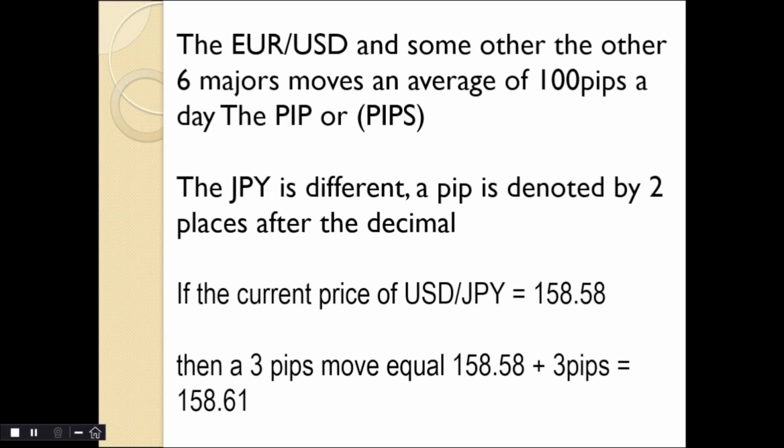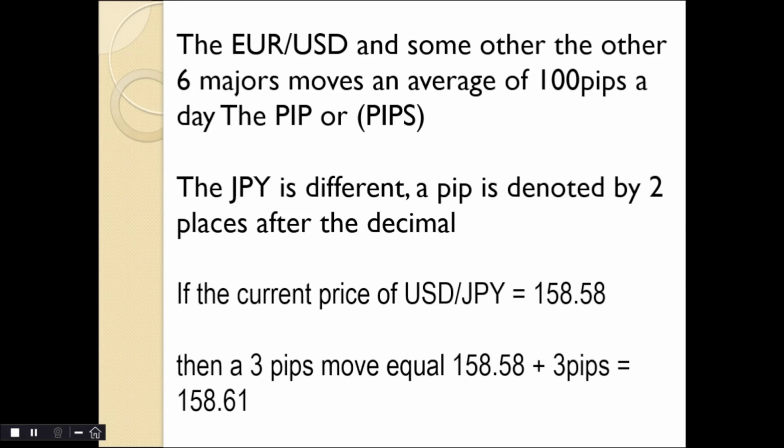The Euro USD and some other six measures move on an average of 100 pips a day, and the movement, as we know, could be upward or downward. While the Japanese yen is different. In the Japanese yen, a pip, as we have seen, is denoted by 2 decimal places.